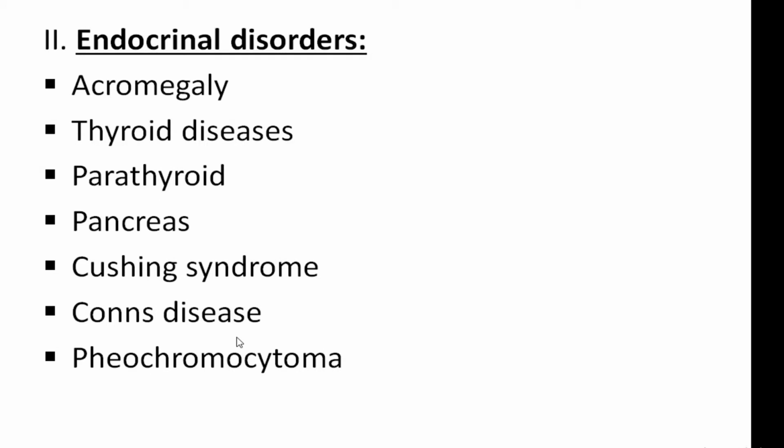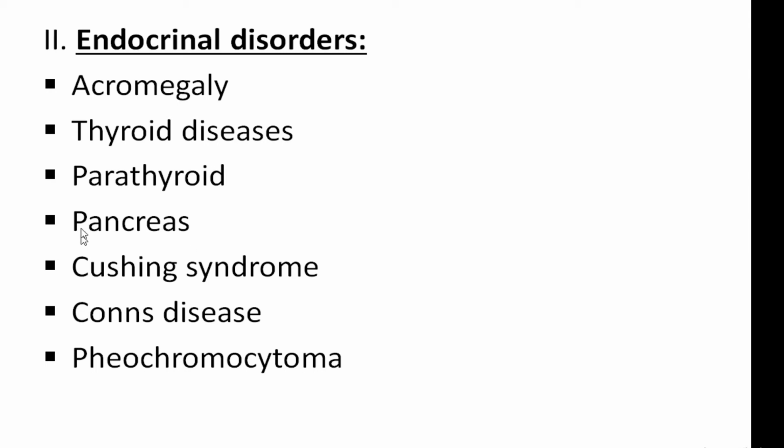and there are some endocrinal disorders that cause secondary hypertension, such as acromegaly. And what happens in acromegaly is that there is increased growth hormone production, which increases vessel wall thickness, and in return it increases peripheral resistance. And you know that increased peripheral resistance contributes to increased blood pressure or hypertension. Second one, in endocrinal disorders, is thyroid diseases like hypothyroidism and hyperthyroidism.